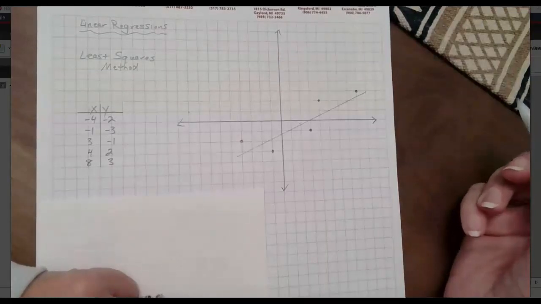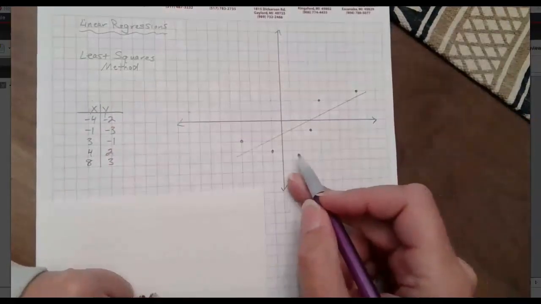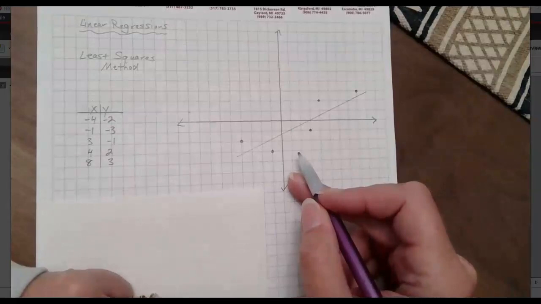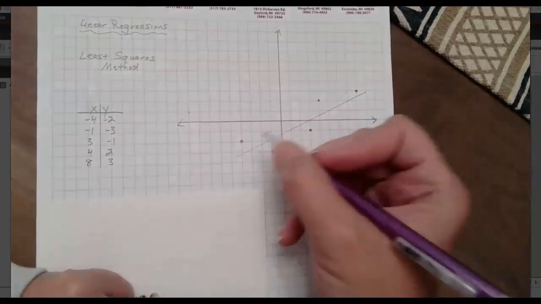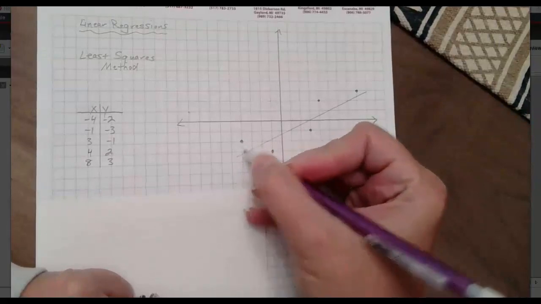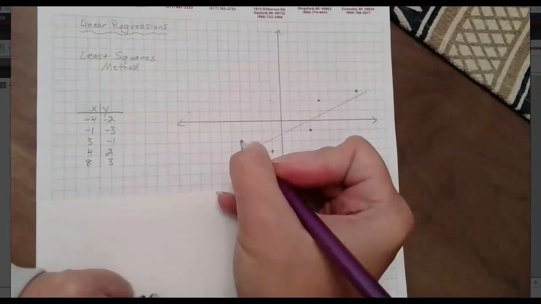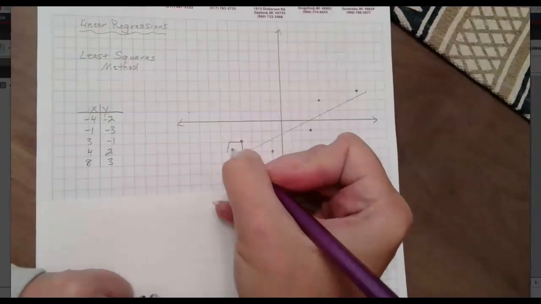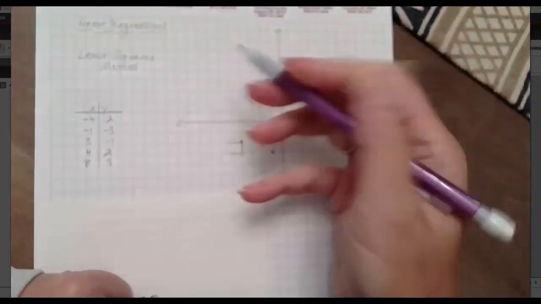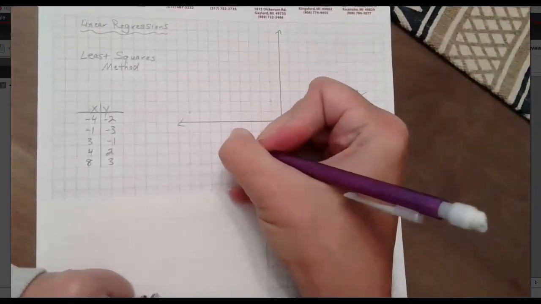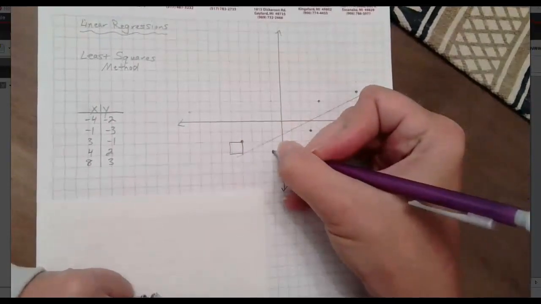Good thing for us, there is something called the least squares method for finding a line that really is the best fitting line. The concept is something like this. It says, all right, I'm going to take every single data point that I have and I'm going to bring that data point to the line. And then I'm going to make a square. Wow, that is a hideous square. Let's fix that. I'm going to make a square to show the relationship between that data point and the line that I think might work.